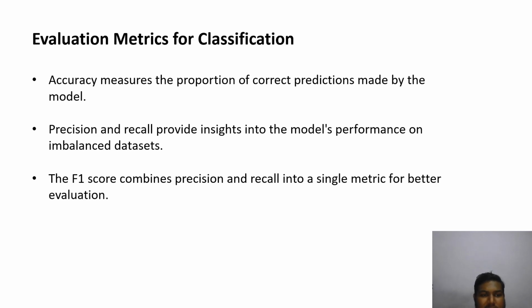Next, we'll see evaluation metrics for classification. Accuracy measures the proportion of correct predictions made by the model. Precision and recall provide insights into the model performance on imbalanced datasets. The F1 score combines precision and recall into a single metric for a better evaluation.